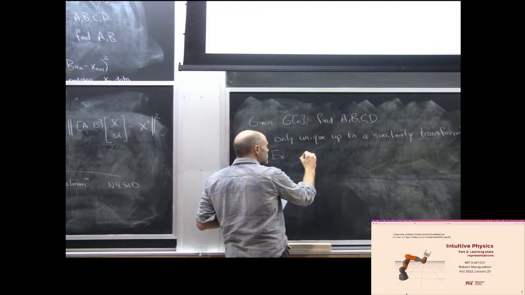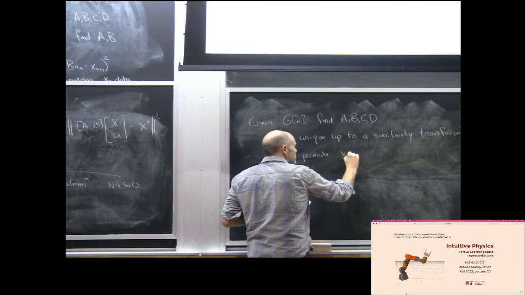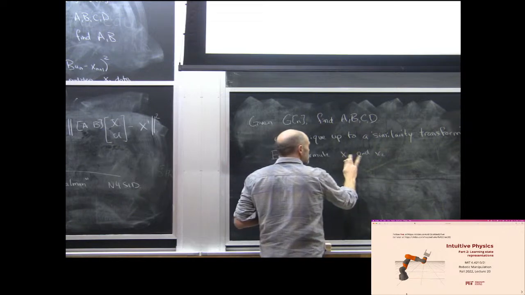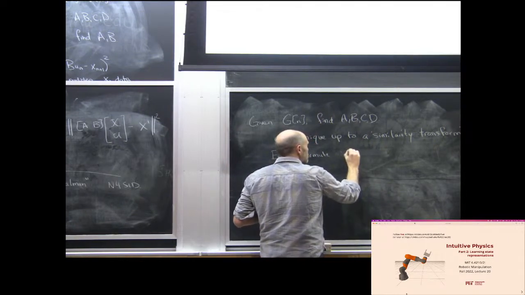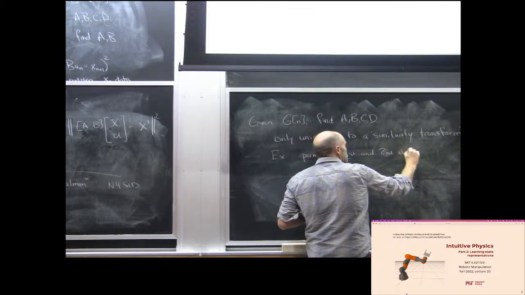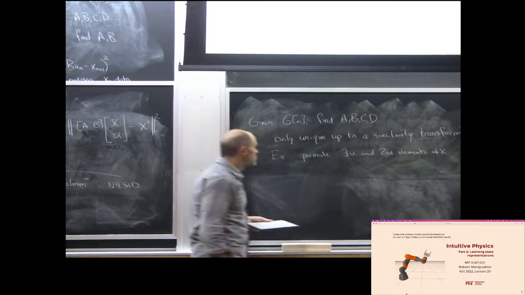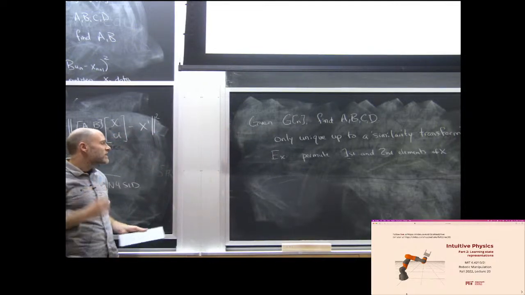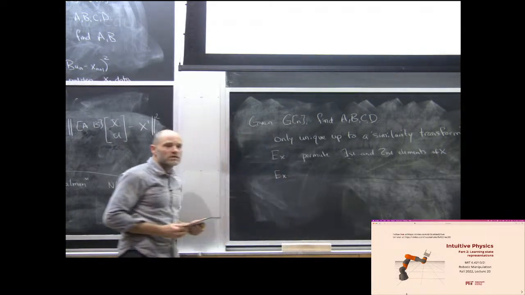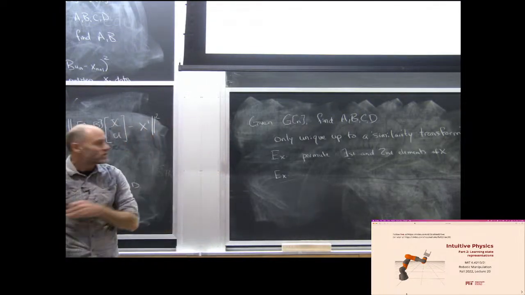Example, if I were to permute x, let's say x1 and x2. Okay, so I can tell I don't have you guys. So does that make sense?